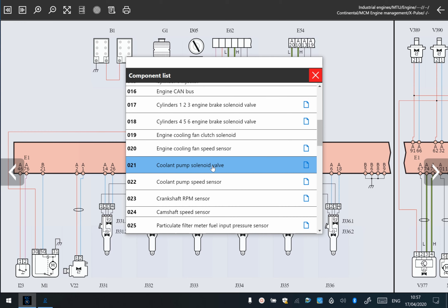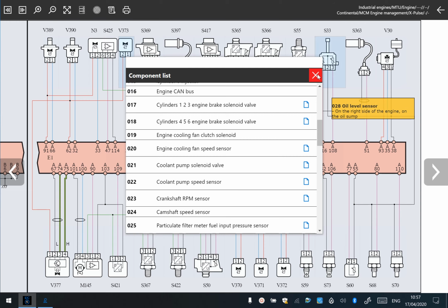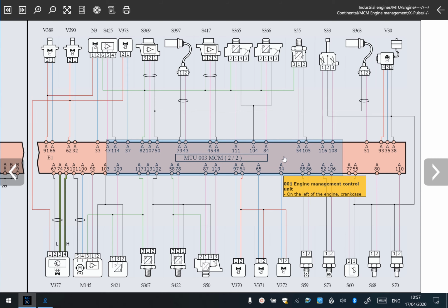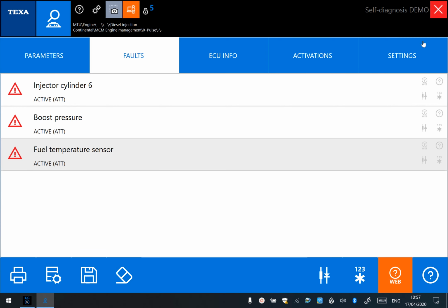You can then pick, right, I want to look at the coolant pump solenoid valve. It'll then take you to that item, and then again you can look at the data card for that item. So very useful, and you can imagine they do get incredibly complex, but there's a good deal of information here. So we'll come back out of here, just go back to this main screen for a while.